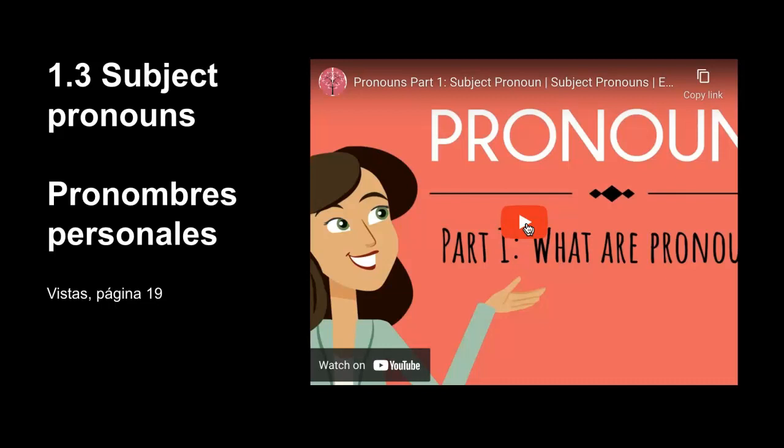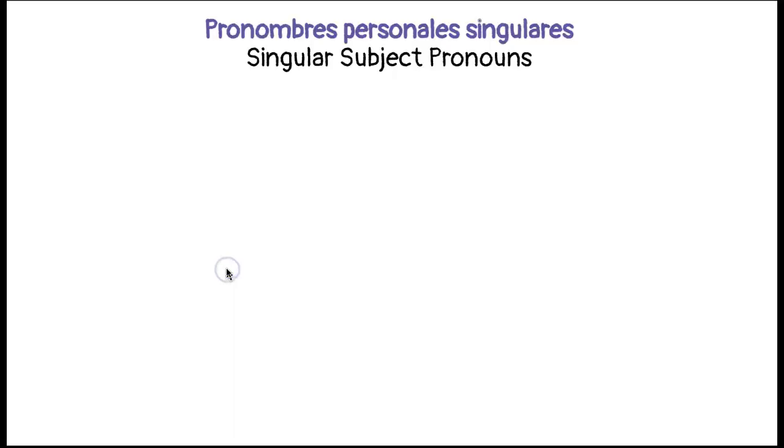So these subject pronouns can only replace the subjects of sentences. It cannot replace other parts of the sentence, only the subjects. Again, a subject is who is performing the action. Who is performing the action in a sentence, okay? So you can watch this video for more clarification. Also, again, it's posted on As You Learn. So we're going to see first singular subject pronouns in Spanish. Singular subject pronouns, right? That means that you can only refer to one person.